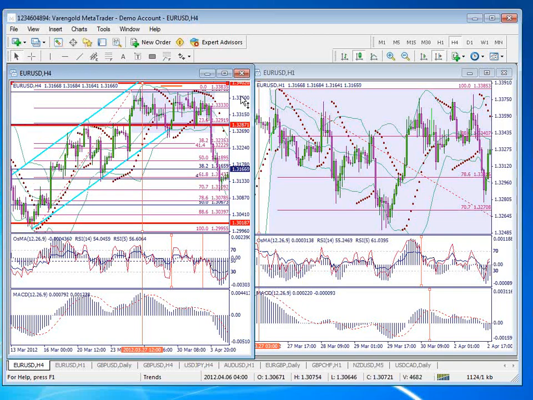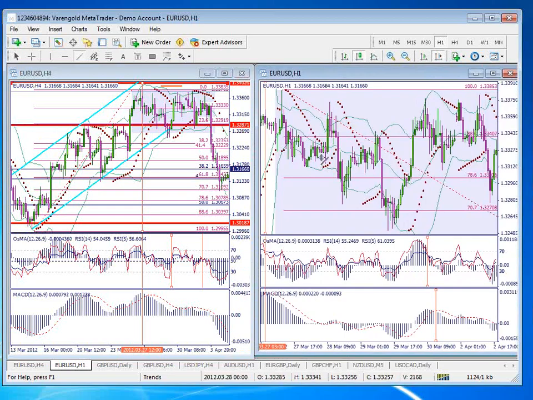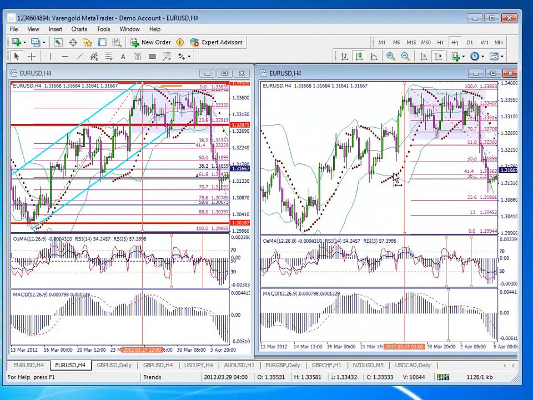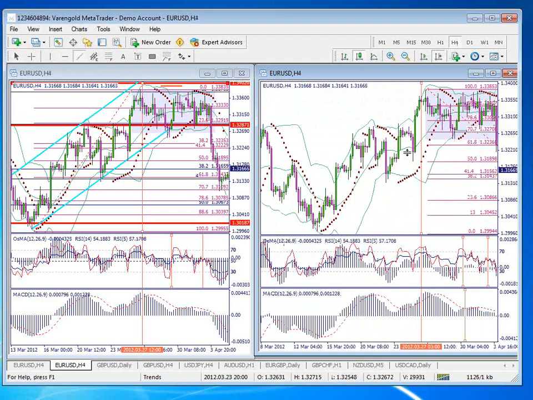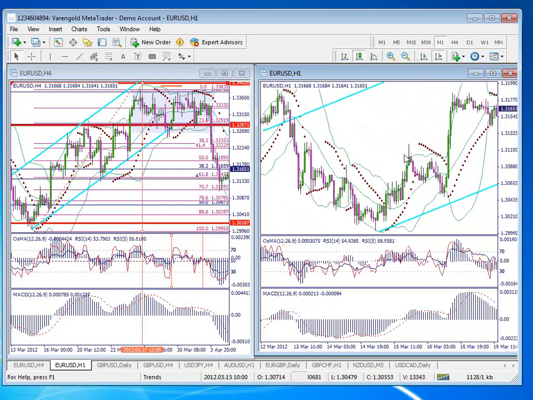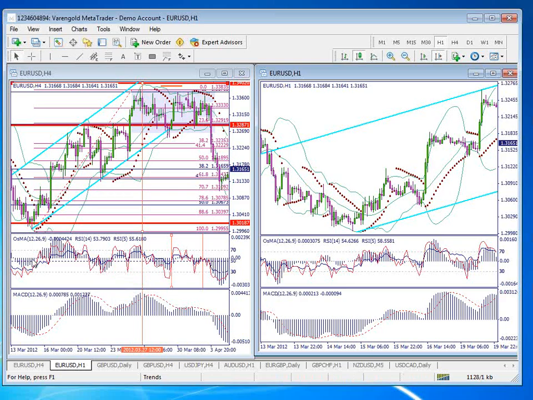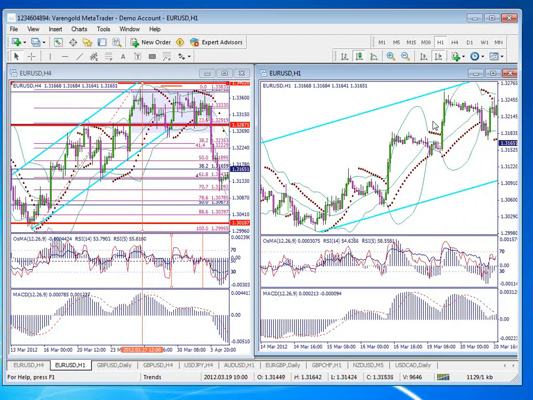We have to follow this channel on 4-hour chart, but also, of course, that we have more signals. So you can see that for one signal for buy, one signal for sell, one for buy, in that period, we have a lot of signals on 1-hour chart.